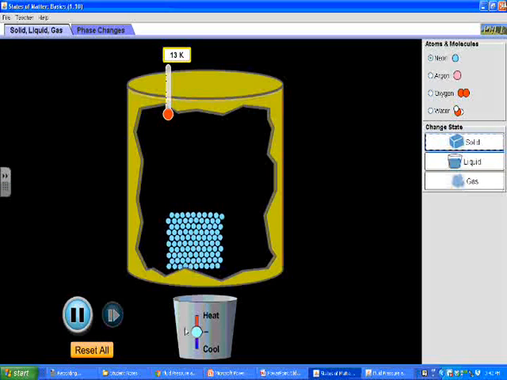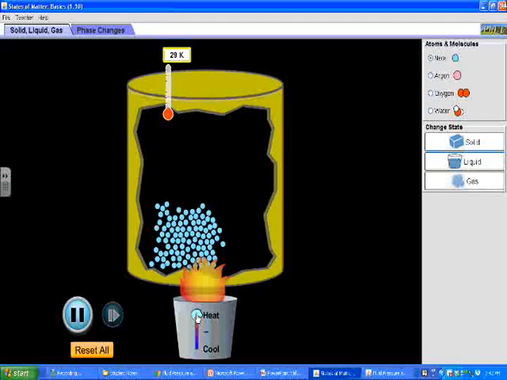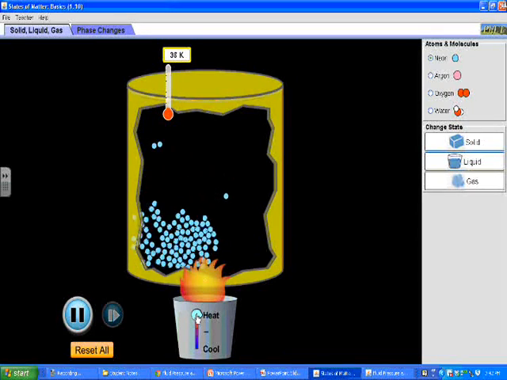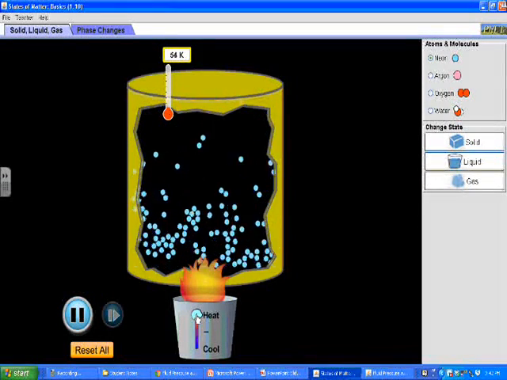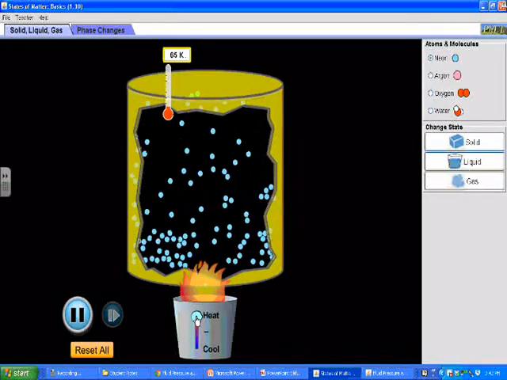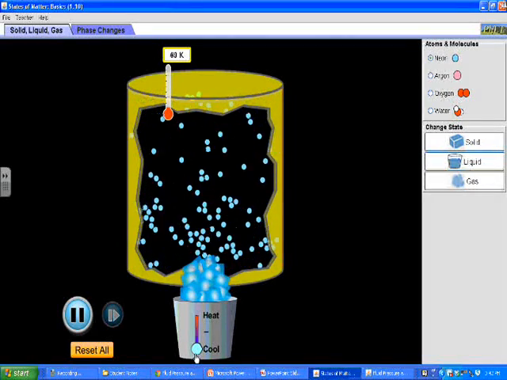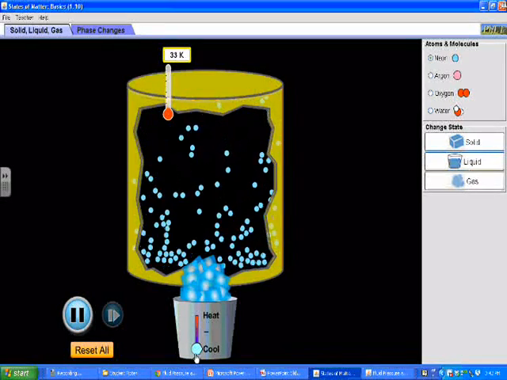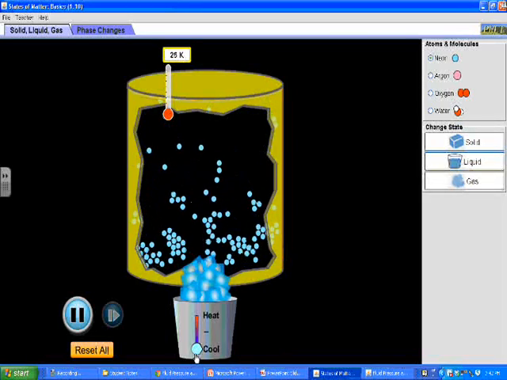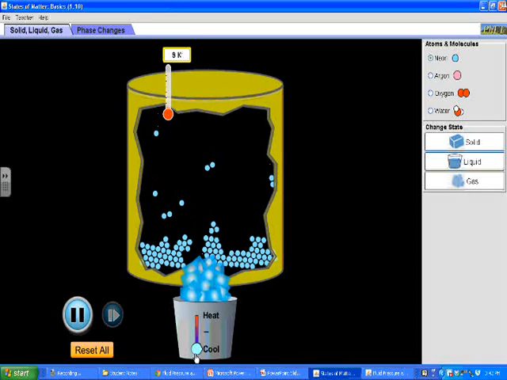So let's look at it in a different way. As I heat this up, what happens to the molecules? They start moving faster. So as I increase temperature, what happens to kinetic energy? It increases. As I decrease temperature, I'm decreasing the kinetic energy of the particles, and eventually they all slow back down. So let's watch that. So the relationship between kinetic energy and temperature is as you increase temperature, you increase kinetic energy. As you decrease temperature, you decrease kinetic energy.